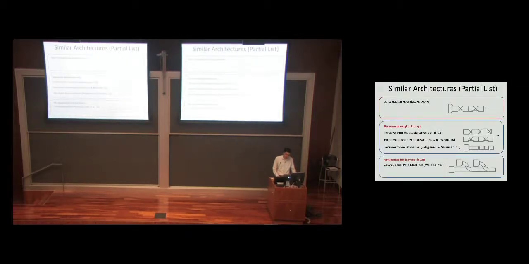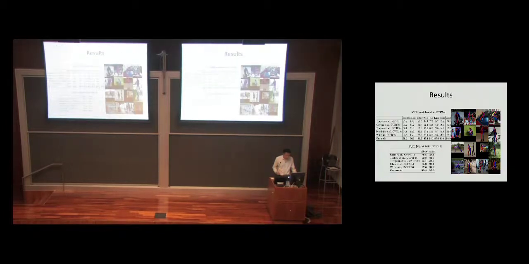We are not the only ones that came up with an architecture with repetitive units for the problem of human pose. Here's a partial list of related work. So our design is unique in that we don't use a recurrent unit, in that we don't share any weights, and also our iterative unit is an hourglass, unlike for example, the convolutional pose machines. And with a stacked hourglass network, we were able to advance the state of the art on human pose estimation on two standard data sets.